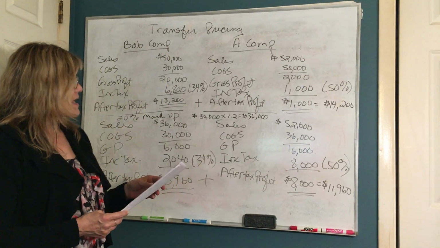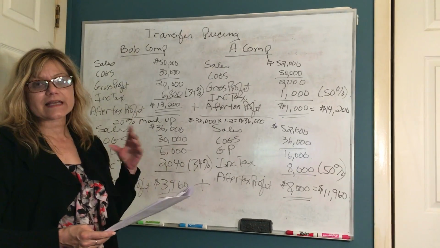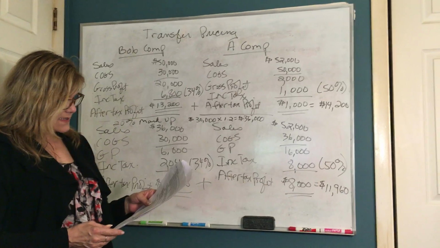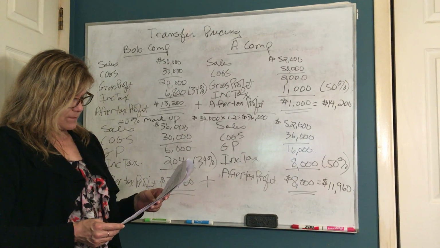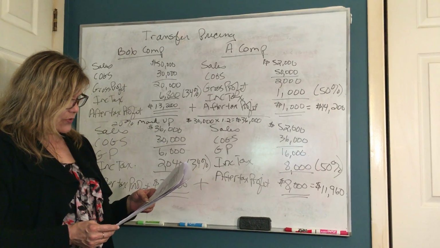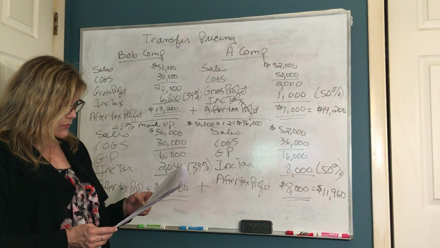Last example. This is transfer pricing. It's on the study guide, very last page at the bottom, and it's a discretionary pricing example. It says Bob Company is the parent company and located in the U.S. with a 34% tax rate.